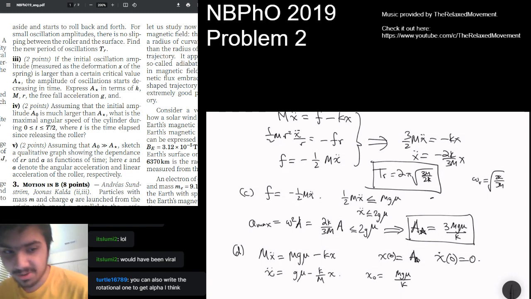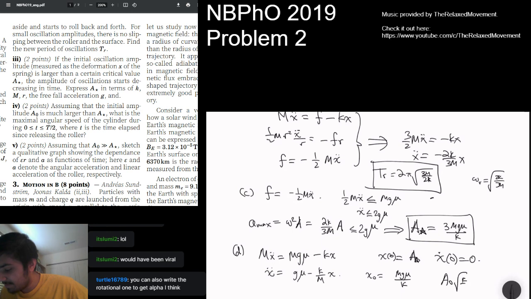Isn't the answer just... But they told us A0 is much larger than A star. Okay, I claim the answer is just A0 root K over M, because all other effects are this plus O of A0 over A star, which we're ignoring. Is this correct? Is this what the solution says? Because it seems a little suspicious to me.